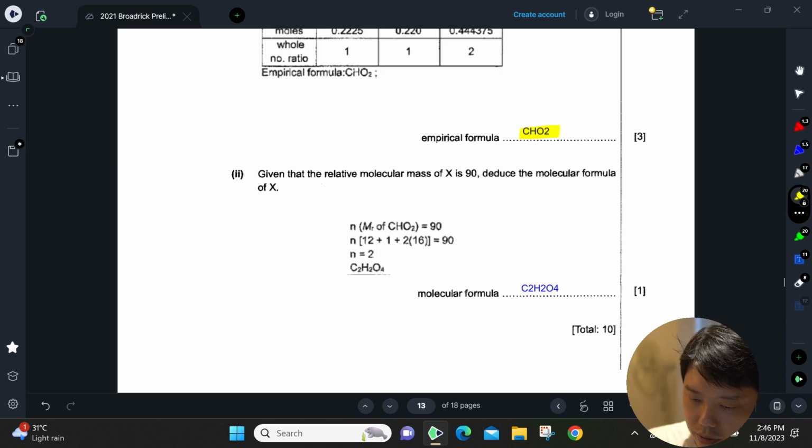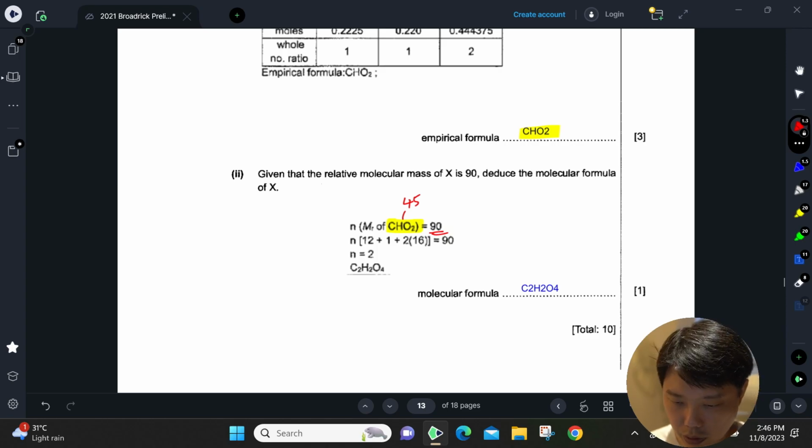Okay, so CHO2, right, the Mr is 45, and if they tell you the relative molecular mass is 90, right, for the compound itself, what is the molecular formula? Okay, so you just need to divide 90 by 45, you get n equals to 2, and you just multiply across the empirical formula, you will get your molecular formula.